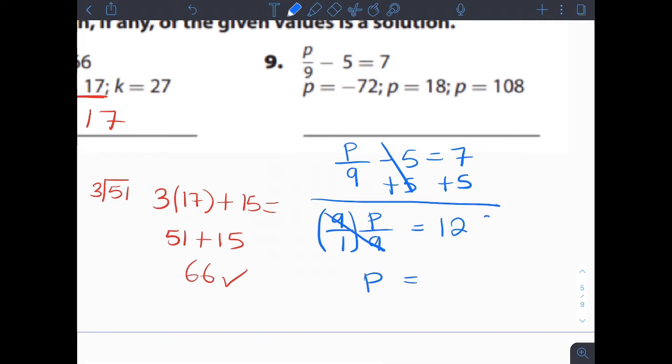What I do on one side, I do on the other. I'm going to go ahead and change them to fractions since that's what I did on the other side. And 9 times 12 will be 108. Okay, again, is 108 one of my solutions? Yes, it is. I'm going to go ahead and put p equals 108.